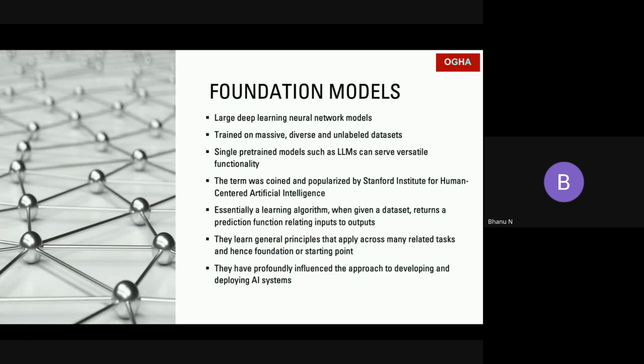The architecture has multiple layers. They are trained on massive, diverse data. The good thing is the data sets can be unlabeled. It's unsupervised. You won't have to label the whole data. Otherwise, these things are not possible. Then a single pre-trained model, such as an LLM, can serve very versatile functionality.